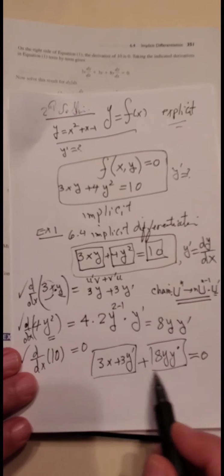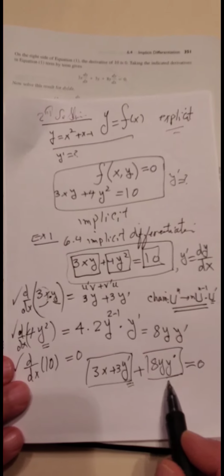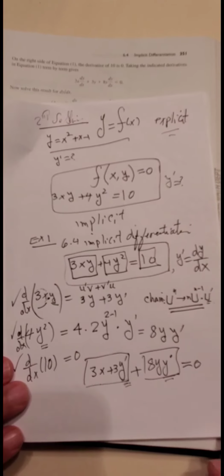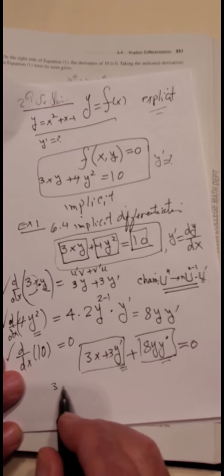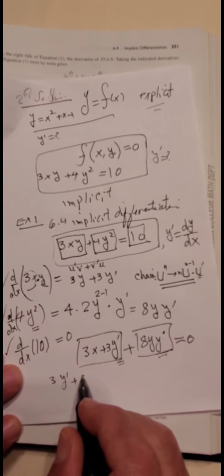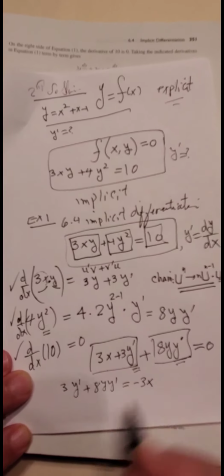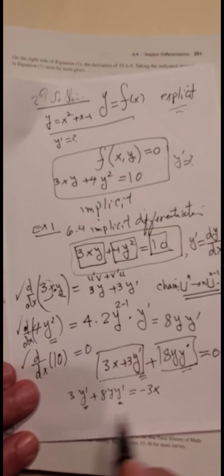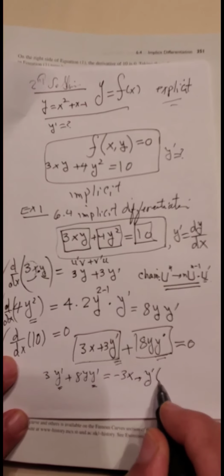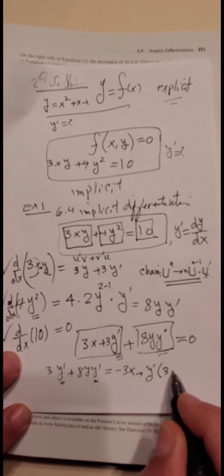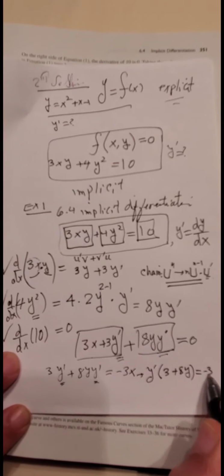Yes. First term has a y prime, second term has a y prime, third term is a y prime. First term, move it to the right because it doesn't have a y prime. Therefore what you have is 3y prime plus 8y prime is equal to minus 3x. And then take the y prime as a common factor out. So that will give you y prime times 3 plus 8y is equal to minus 3x.